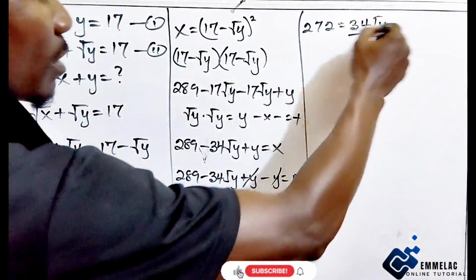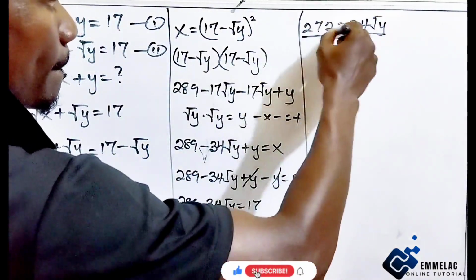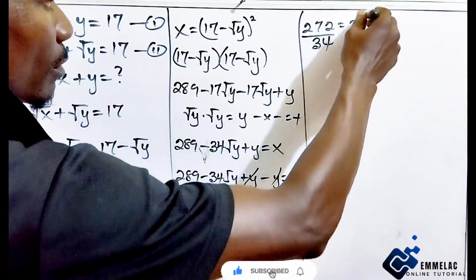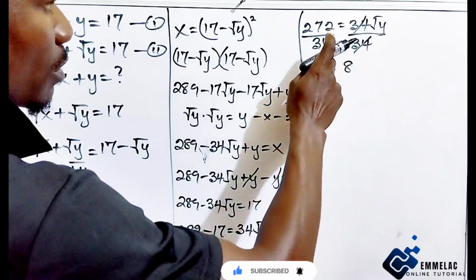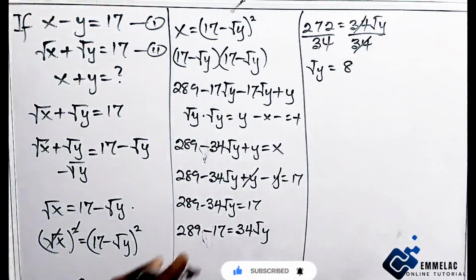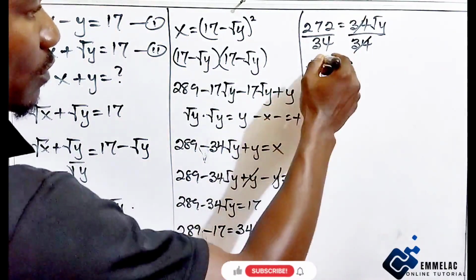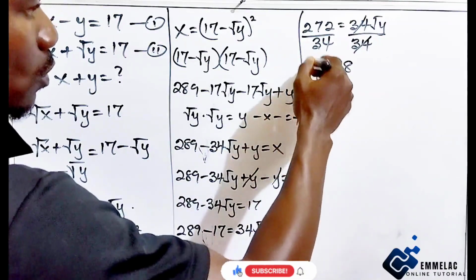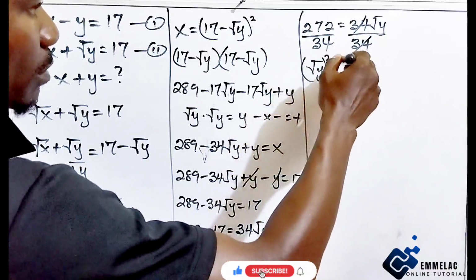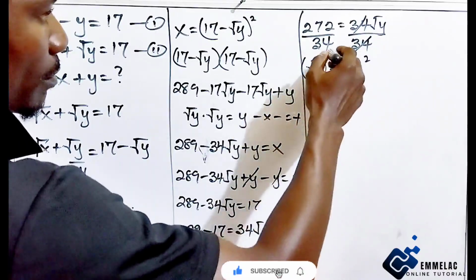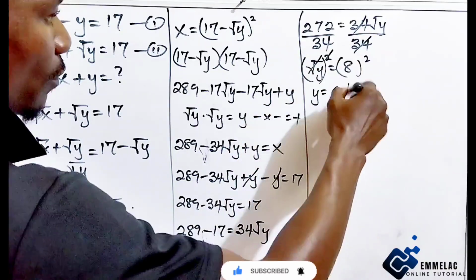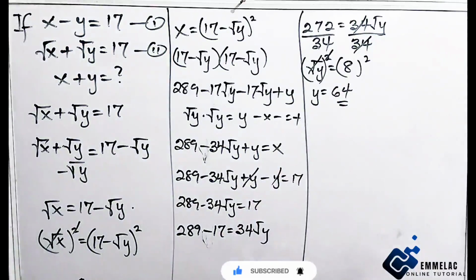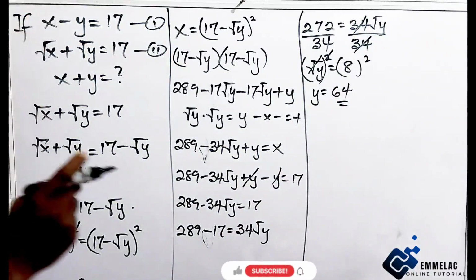So we can now divide both sides by 34. So here we have that the square root of y equals 8. When we divide this, we should have 8. So now, since we are looking for y, let us raise this to the power of 2. By so doing, this will eliminate this, so we are left with y equals 64. Now if y is equal to 64, let us plug in y into this expression here.